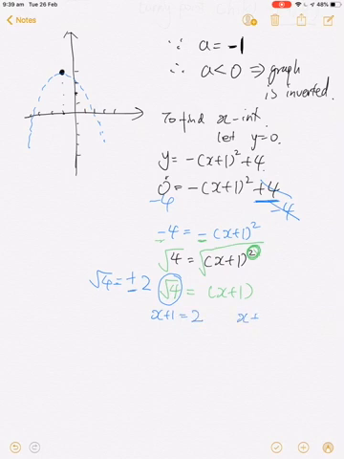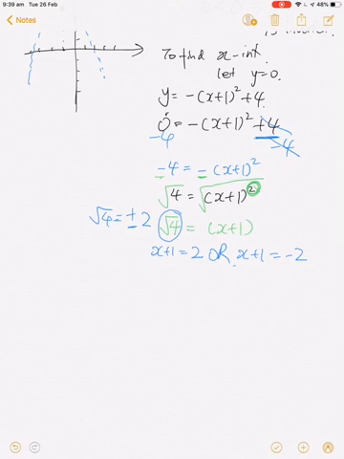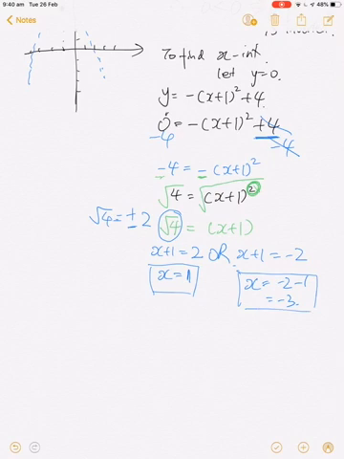Okay, and x plus 1 can also equal negative 2. Or then if we solve it out, this one x will be equal to 1. In another case, x will be equal to negative 2 minus 1, which gives me negative 3. So that tells me my two x-intercepts: one is 1 and another is negative 3. So that will be (1, 0) and (-3, 0), because it is your x-intercept.